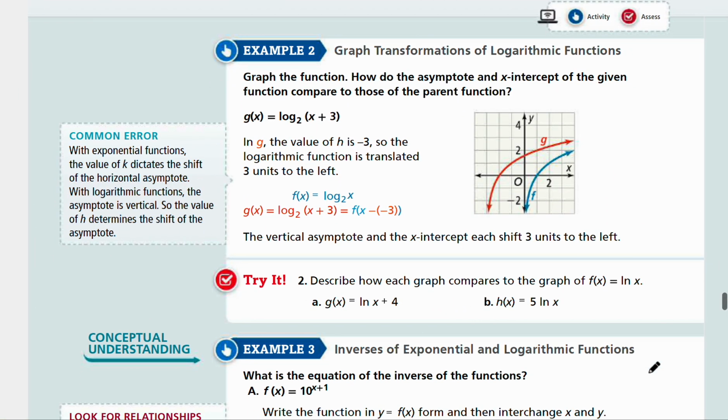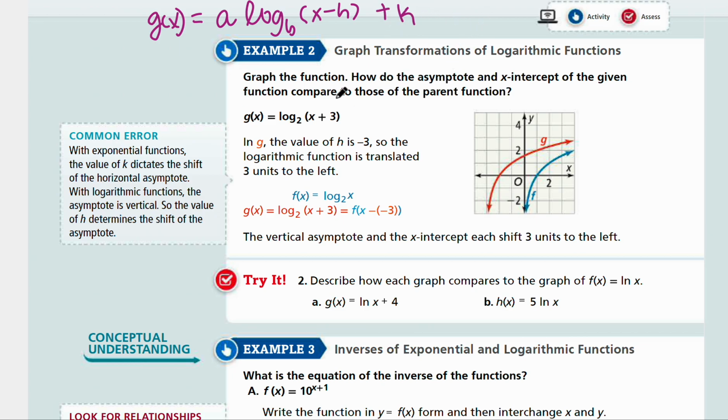Let's look at example 2, graph transformations of logarithmic functions. So now that we have log, can we apply transformations for this as well? Of course we can. So for log functions, all the transformation rules apply. So your transformation function g of x will look something like log base b, where the base should be the same, and then x minus h, and then all of that plus k.